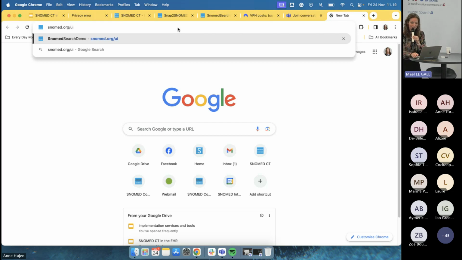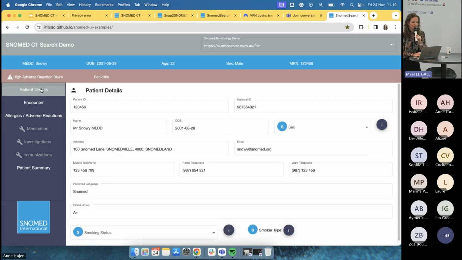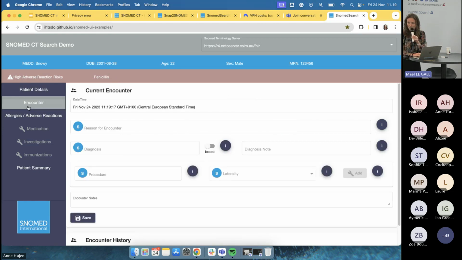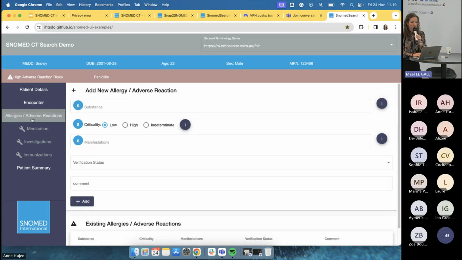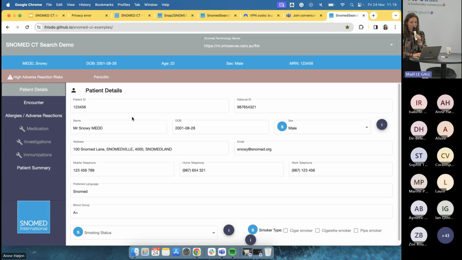SNOMED.org/UI, user interface. It is a demonstrator, so it's not a real production system, but it is a demonstrator. And what you see here is just a few user interface screens, one with patient details, one with information about the encounter. There's also something about allergies and a summary. In this user interface, you'll see some fields with a blue S. That means that field has been bound to SNOMED.